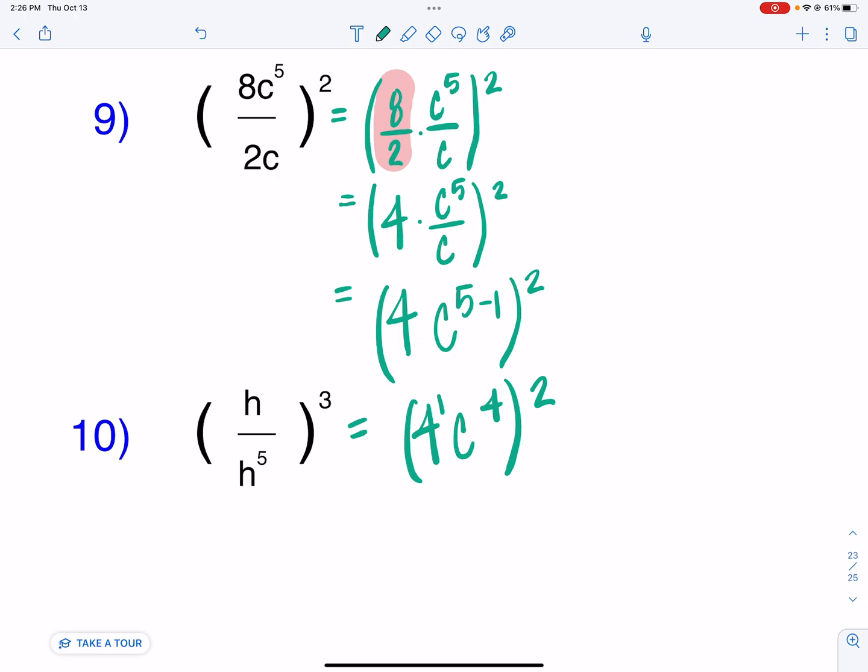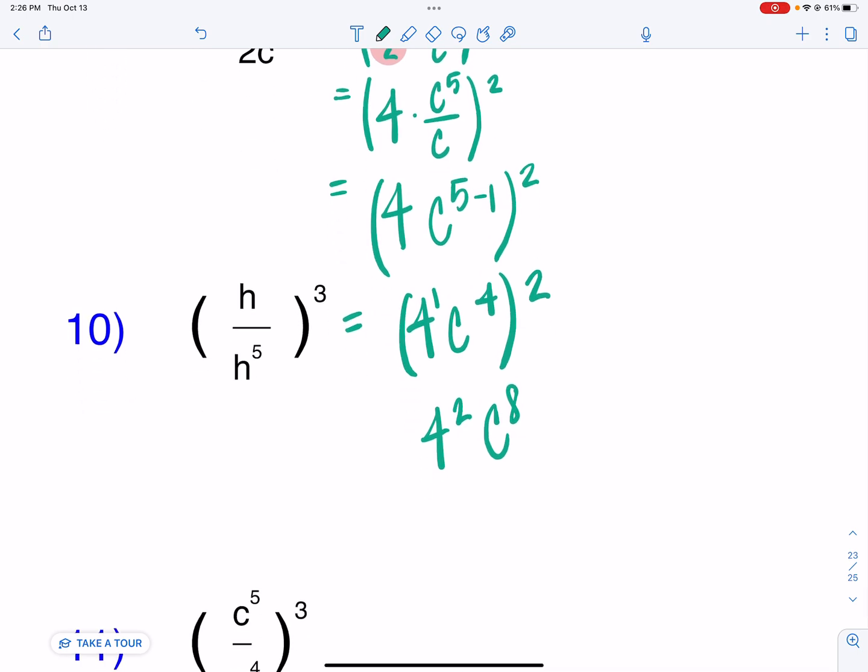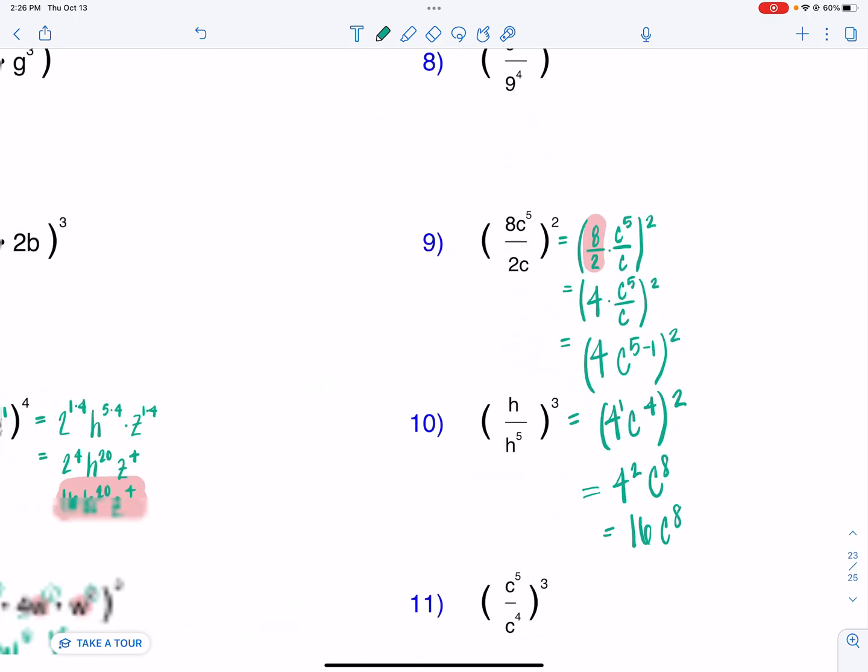Now I'm going to distribute the 2, so I'm going to multiply the 2 times the 1. So this is 4 to the 2nd power. Then I'm going to multiply 2 times 4. That gives me 8. I know 4 squared, that's 16. C to the 8.